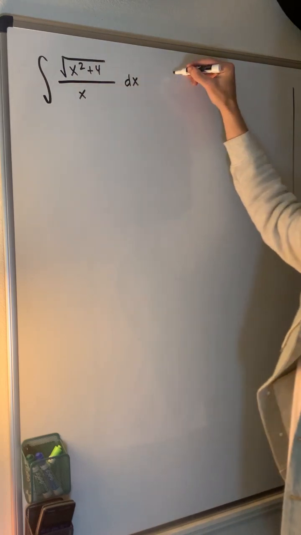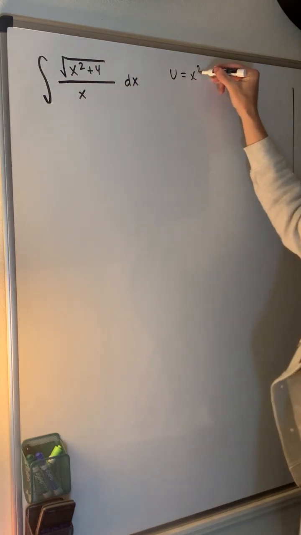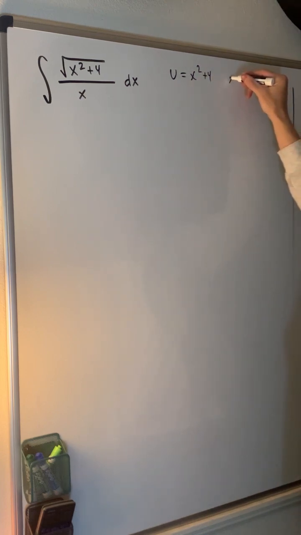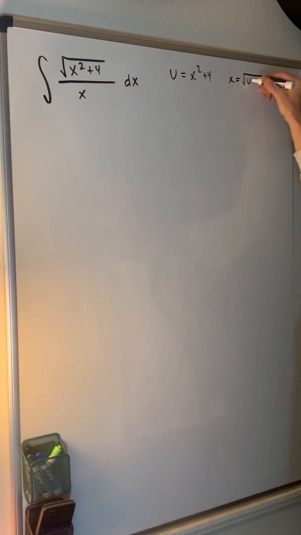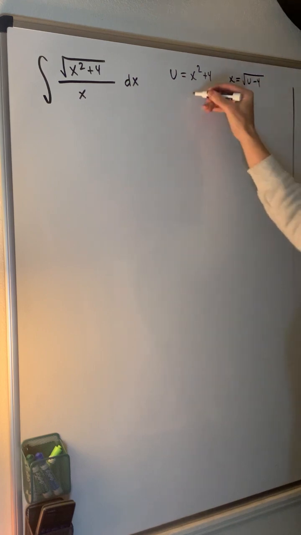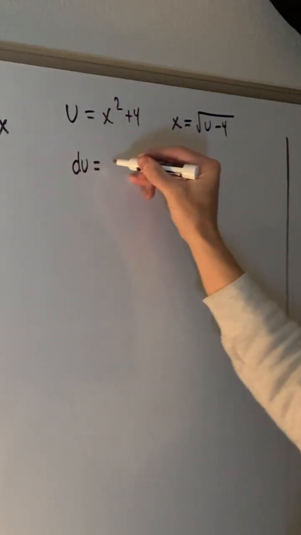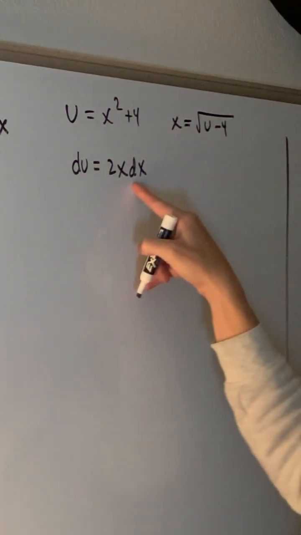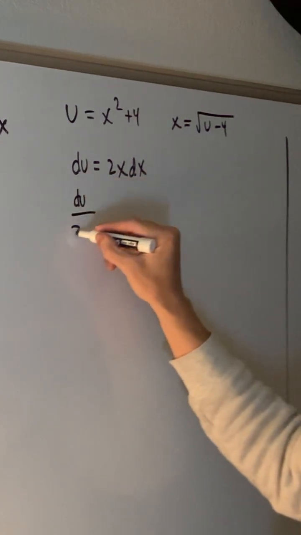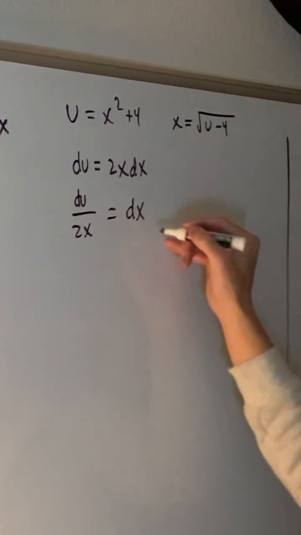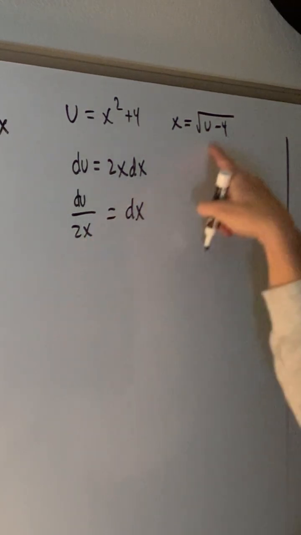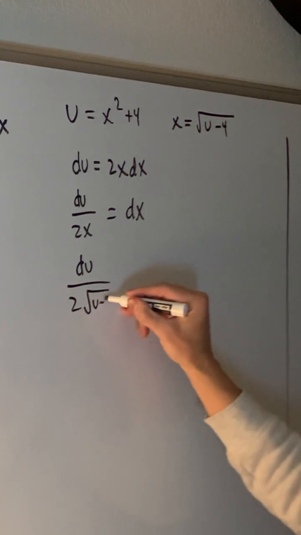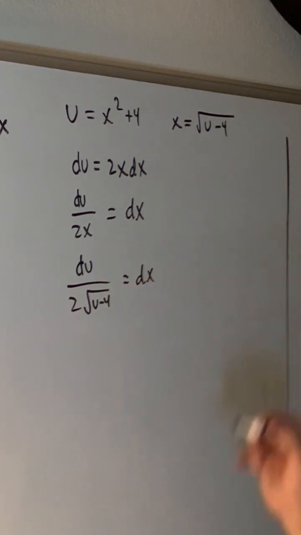So why don't we let u be the radicand, like this here. And then if you solve for x, get x alone, you'll see that x alone is this. And then if we get du, du would be 2x dx. Now if we get dx alone, that's du over 2x, which is dx. But then we can replace x with the square root thingy. So that's 2 square root of u minus 4, and all that equals dx.